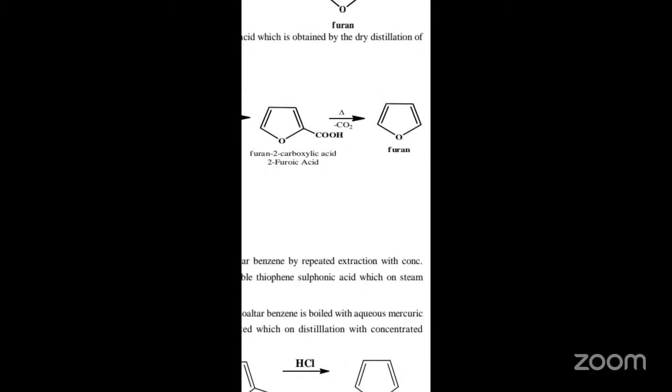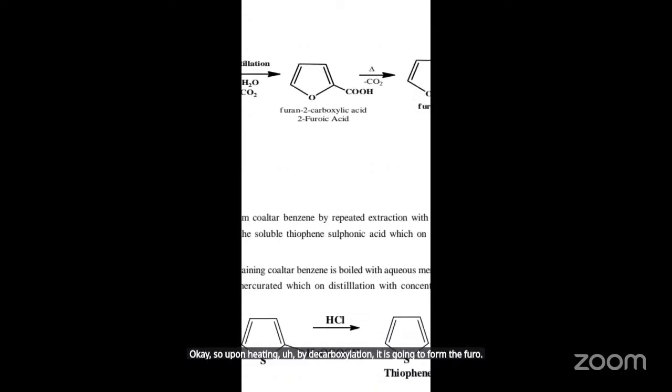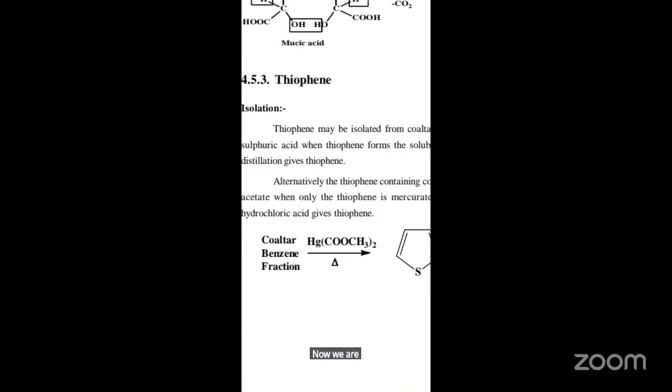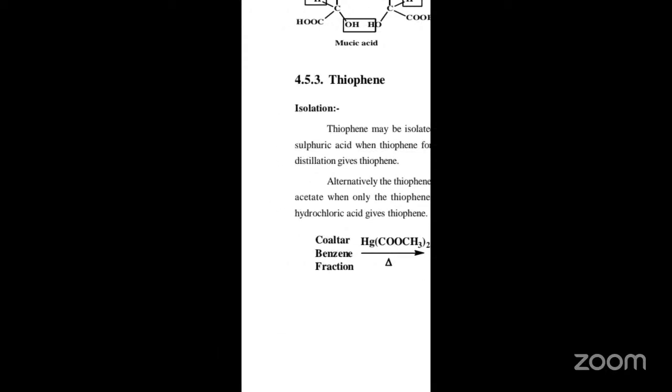And this furan-2-carboxylic acid, upon heating, undergoes decarboxylation. So upon heating, by decarboxylation, it is going to form the furan. Like this, you can synthesize furan. Now we are going to see the synthetic methods of thiophene. As I told you at the very beginning, the syntheses are very important from the exam point of view.